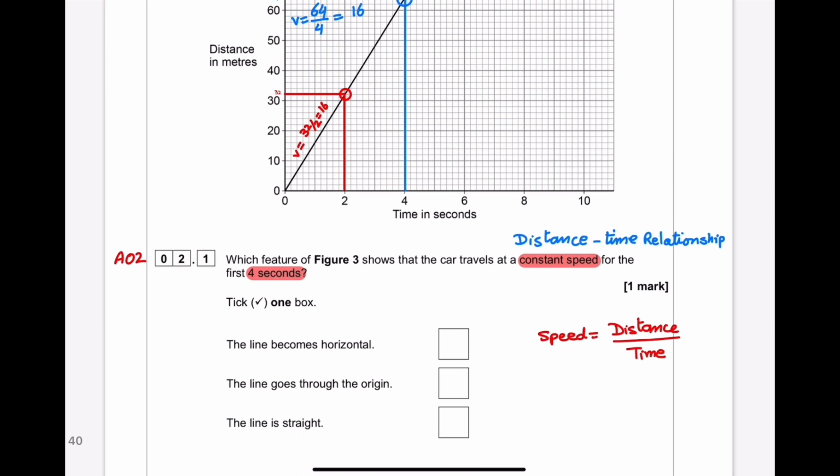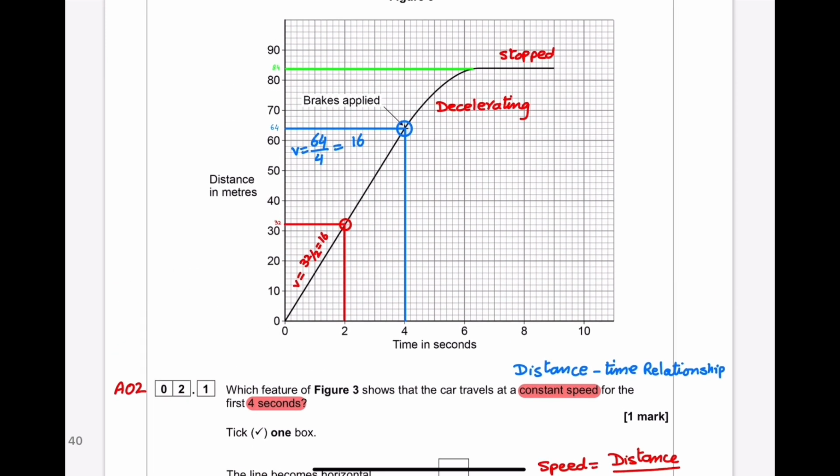The line becomes horizontal. We can see here if the line is becoming horizontal, it means the car has stopped. If we take that the line is passing through the region, a curved line can also be passing through the region, but it is not showing the steady speed or the constant speed. For the first 4 seconds, we can see here a straight line is present which shows a constant behavior of the graph. So the correct option is the line is straight.